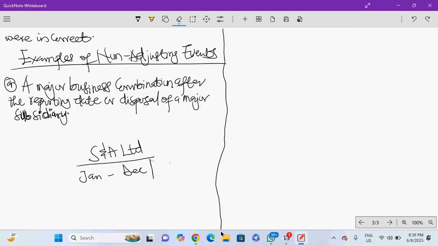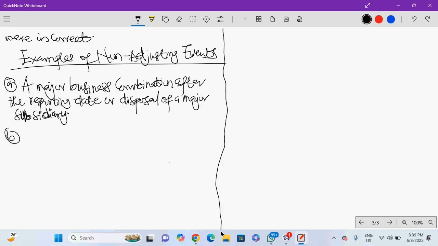So that is the non-adjusting event. This is one of the easiest topics, one of the cheap topics or cheap standards. All right. Okay. So this is the first example, a major business combination. After this, we'll solve some questions and then you would appreciate it.